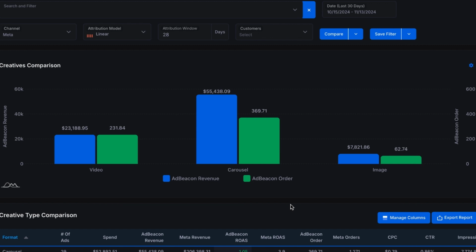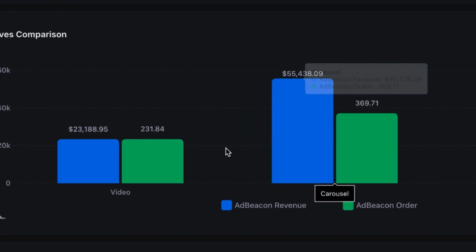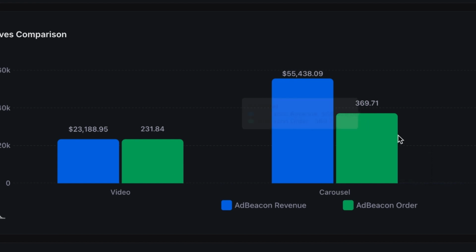It's so easy. So like in one of our examples, you can see that carousel far outperformed that of video, and image outperforms that of video. Video takes a lot of time and effort, it's a lot of money. So if you're able to realize that video is not producing sales for you at this time, save yourself some money. There's your tip right now for low-hanging fruit. That's the creative dashboard easy analysis with AdBeacon. Good luck.